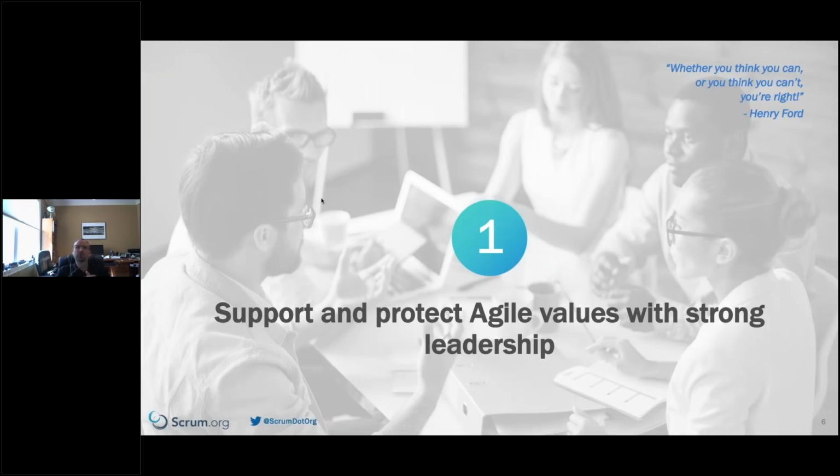So first, support and protect agile values with strong leadership. And leadership isn't a title. Leadership isn't thrust upon you. I know some very, very good managers who are not great leaders, and vice versa. Many leaders are not managers or executives, but really help to lead organizations, lead teams and lead people. And we need to look at those differently. We need to separate out the HR management role from the leadership role. What I mean by that is it can be the same person. It's not a particular role, and it's not something that's thrust upon somebody.